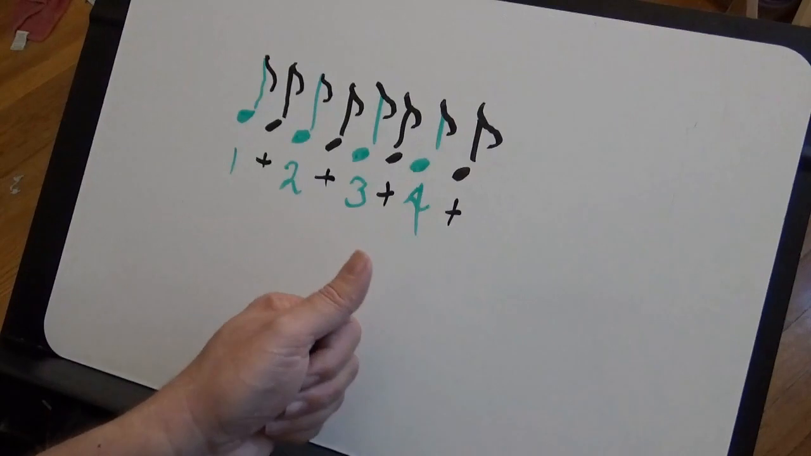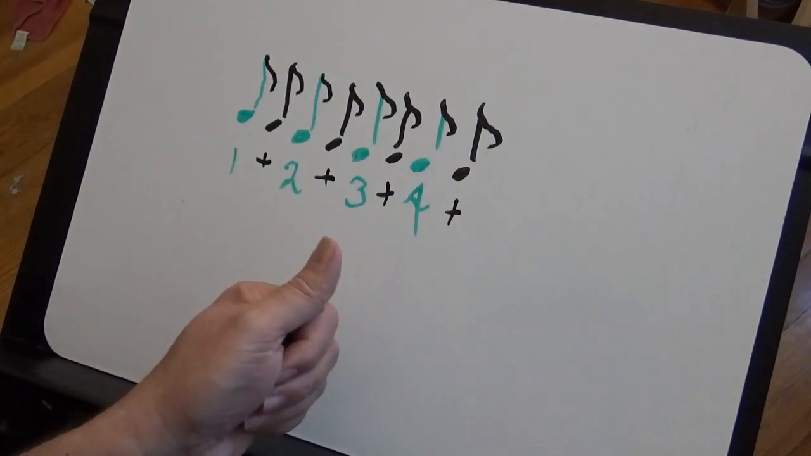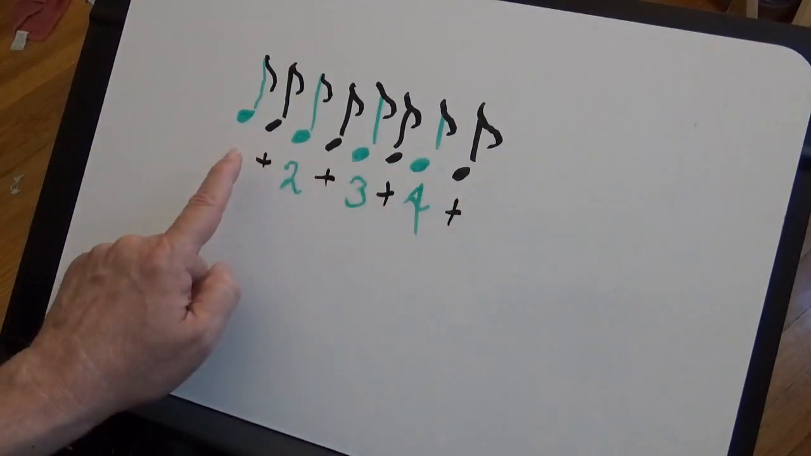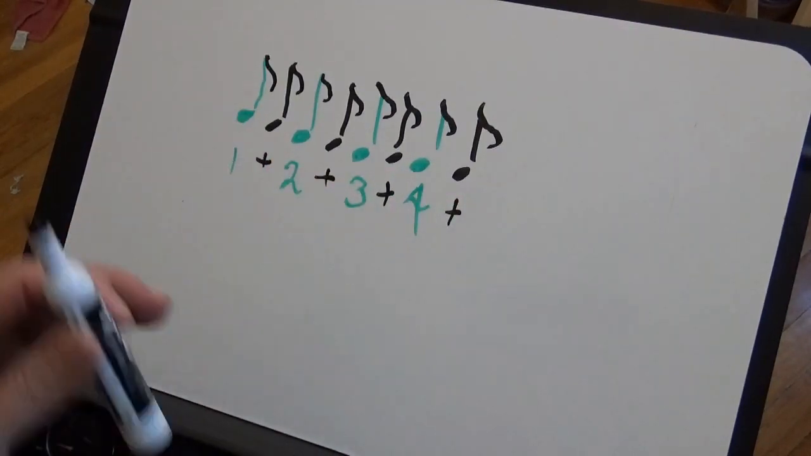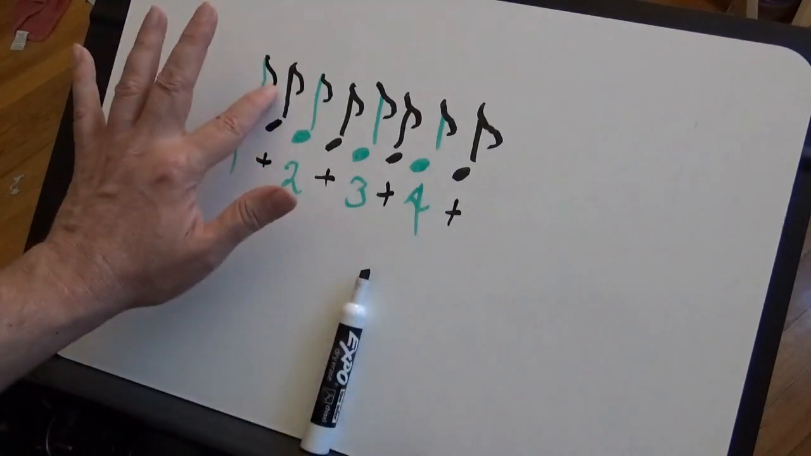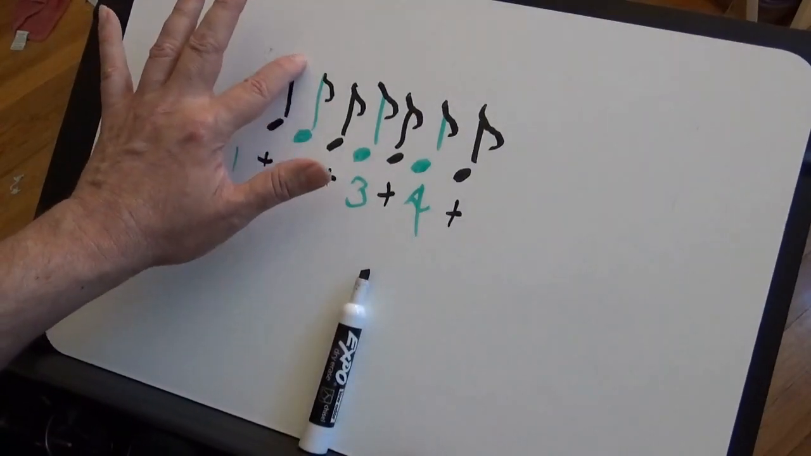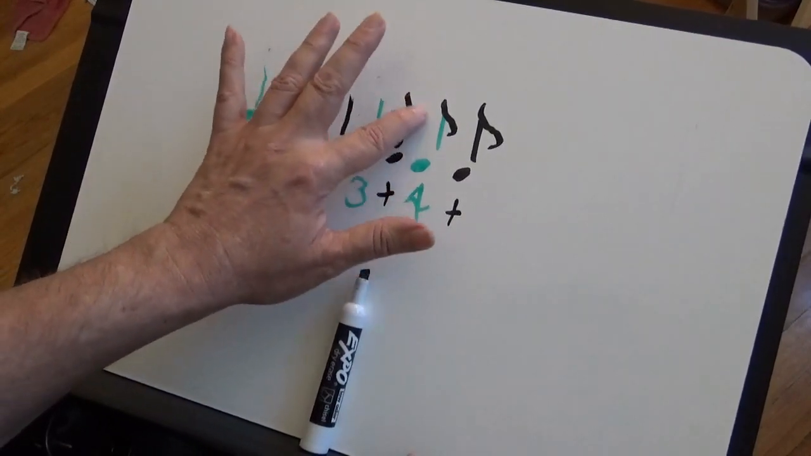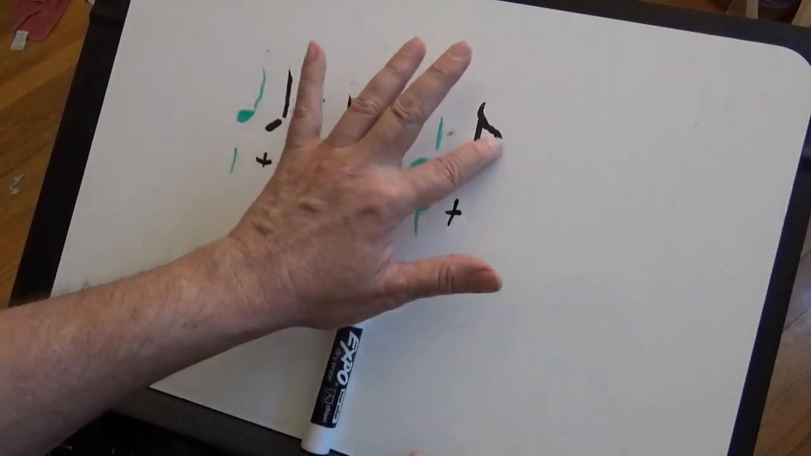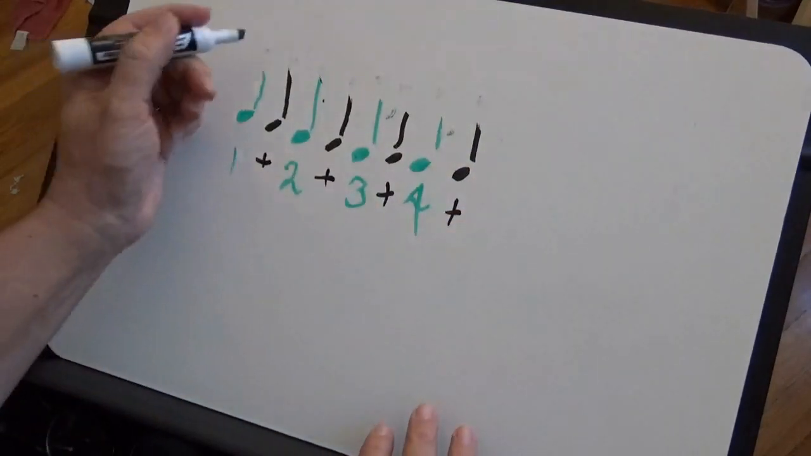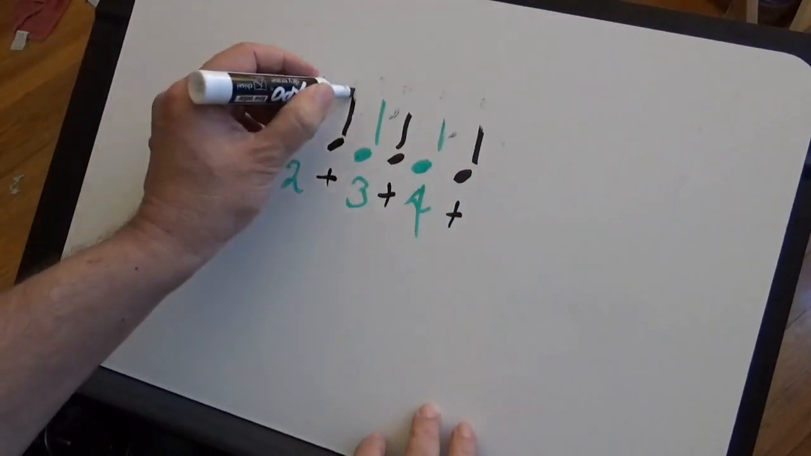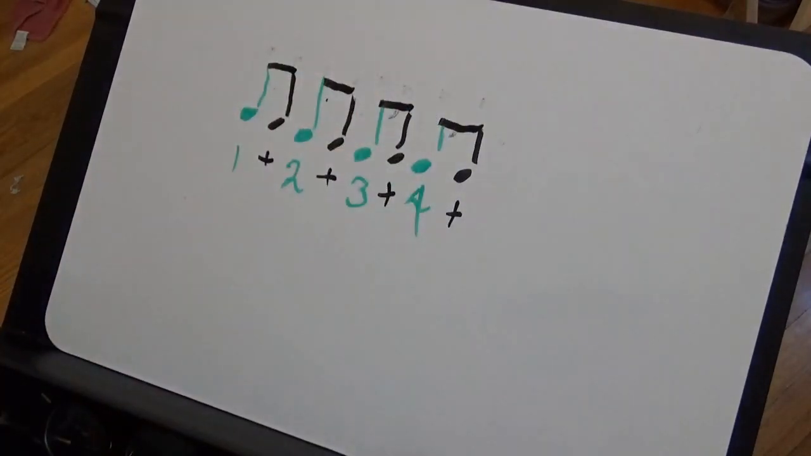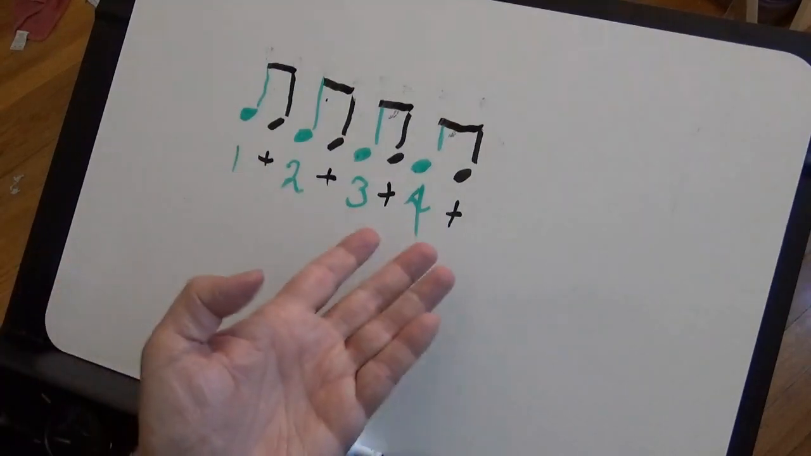1 and 2 and 3 and 4 and 1 and 2 and 3 and 4 and. Now, to make this easier to read, what we do is we make the flags hold hands according to the beats. Here's how we do that. Now you see 4 pairs.